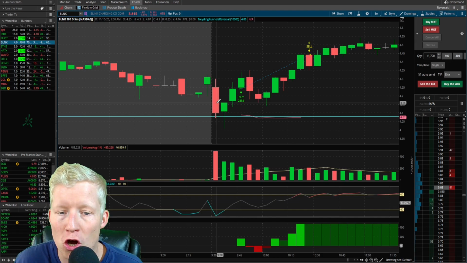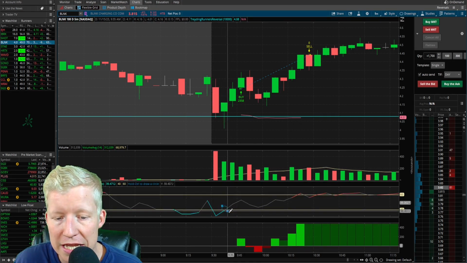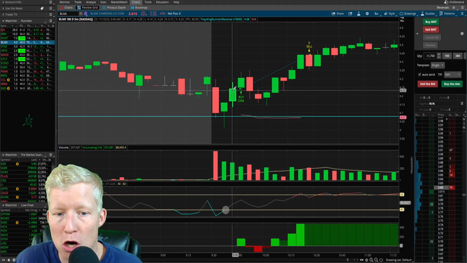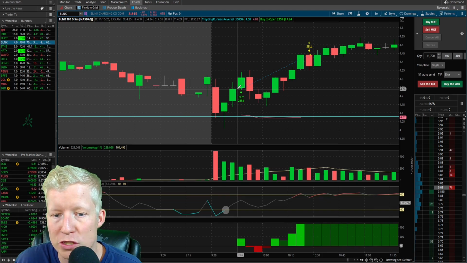What are we doing? RSI crossover. When the RSI crosses back over 40, that is your entrance. This bar closed with the RSI back over 40. We bought the close of that bar.